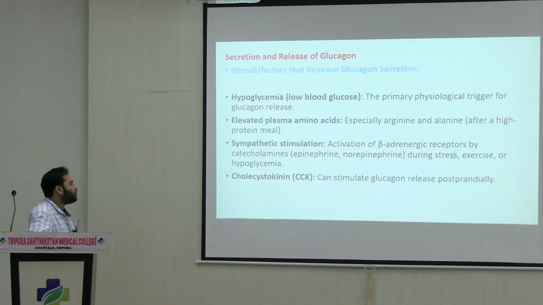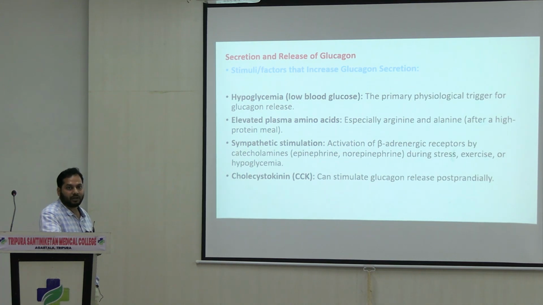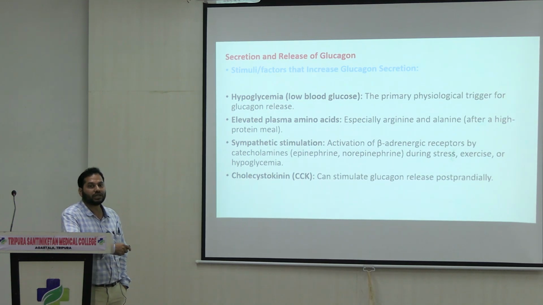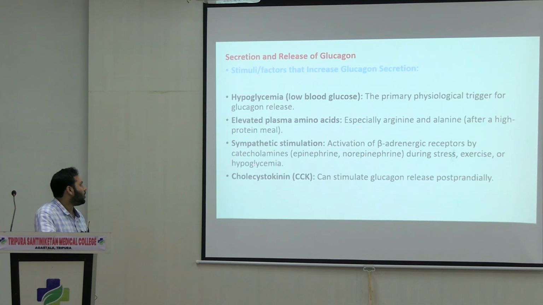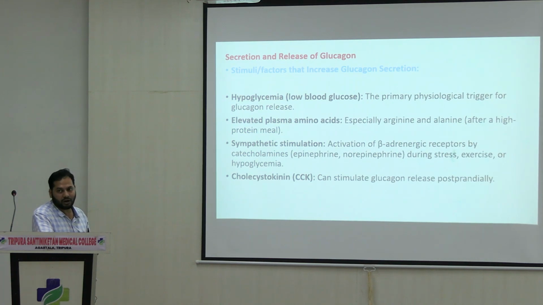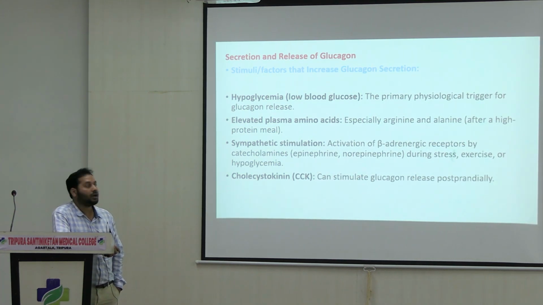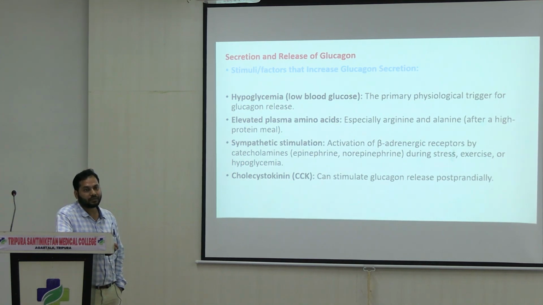Some sympathetic stimuli also promote glucagon secretion, mainly the activation of beta adrenergic receptors by catecholamines like epinephrine and norepinephrine. So what are the conditions? The conditions are stress, exercise, and hypoglycemic states. All these states promote the secretion of glucagon by activating the sympathetic activity of our system. Other than this, cholecystokinin also stimulates glucagon release. So here there are some factors that promote glucagon release.